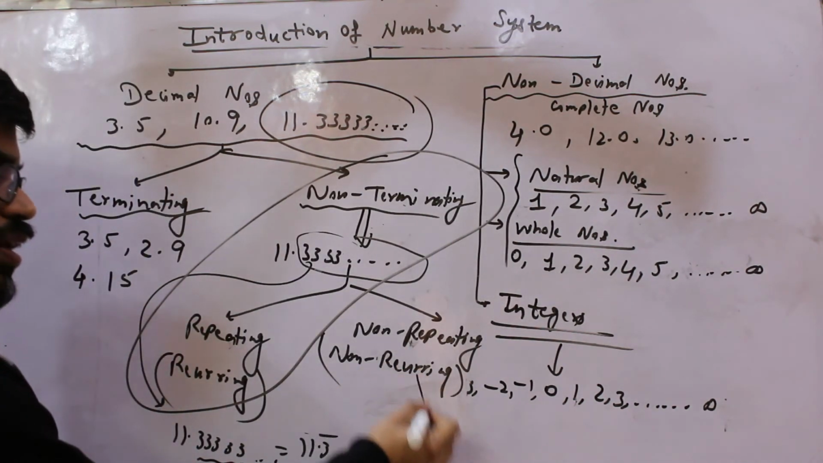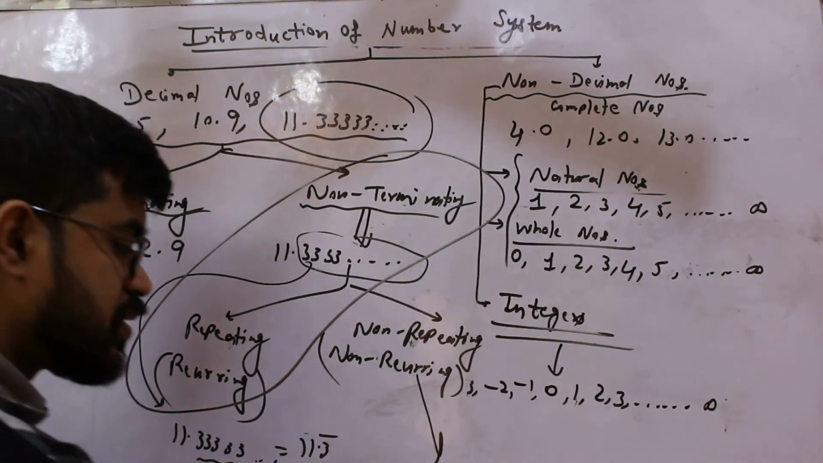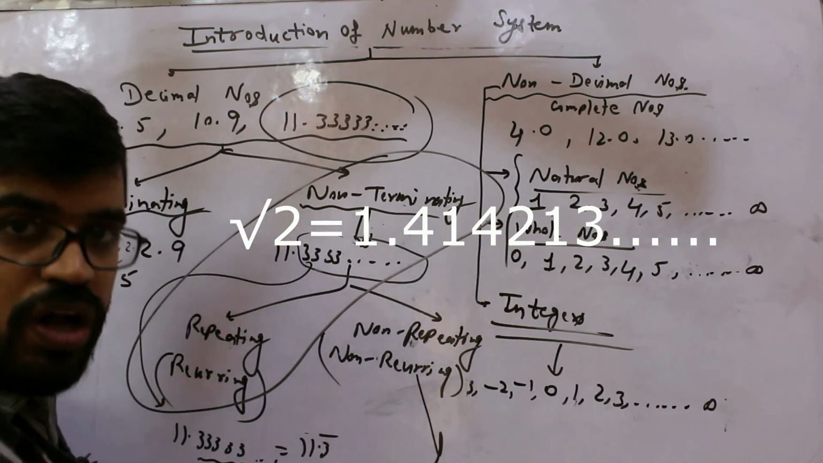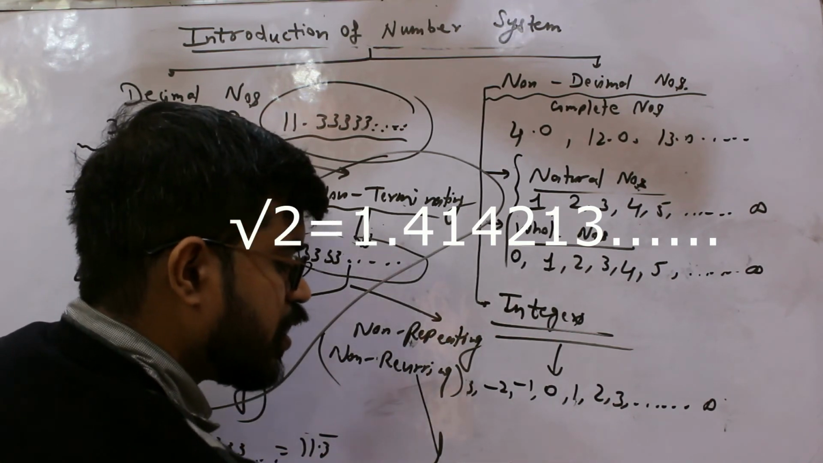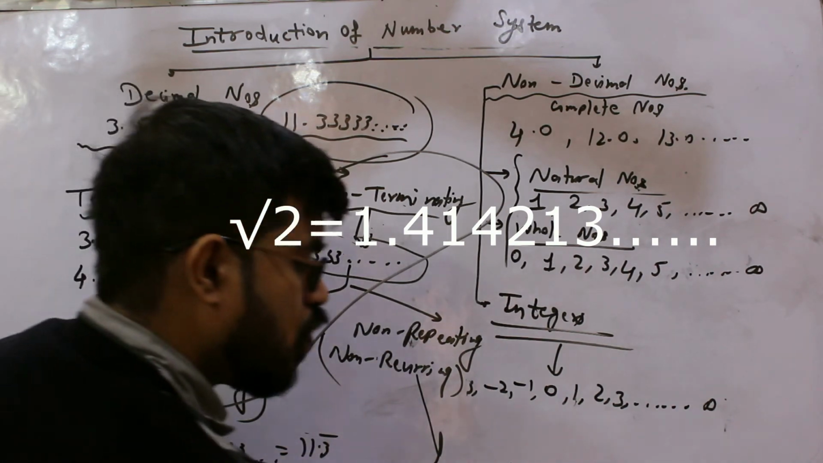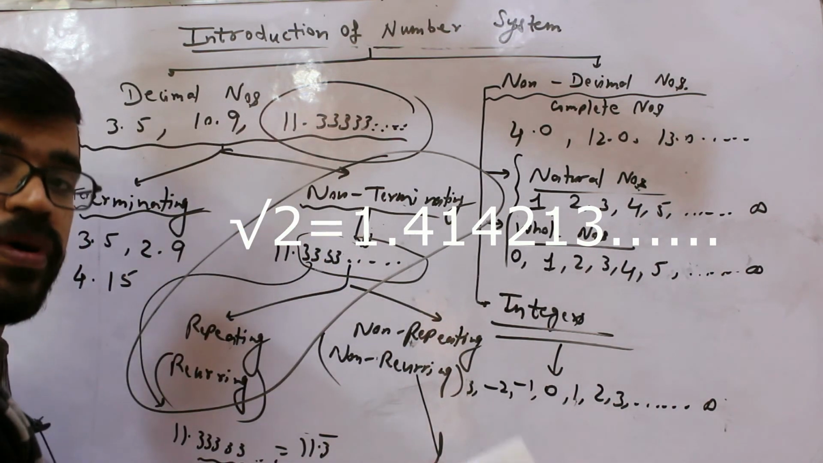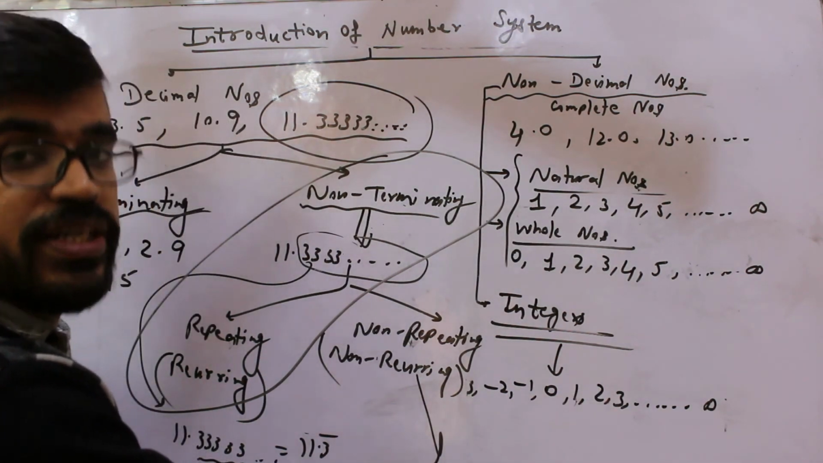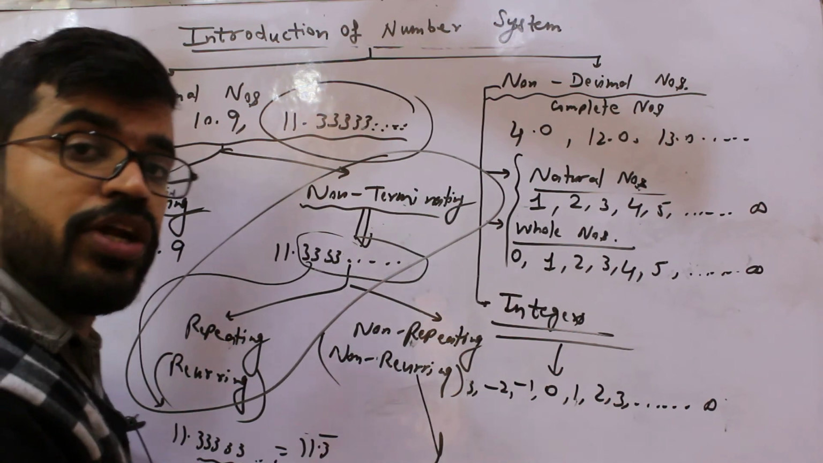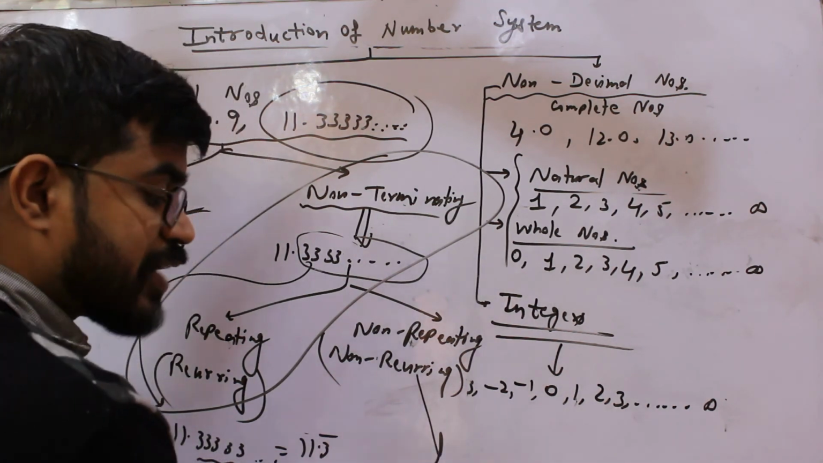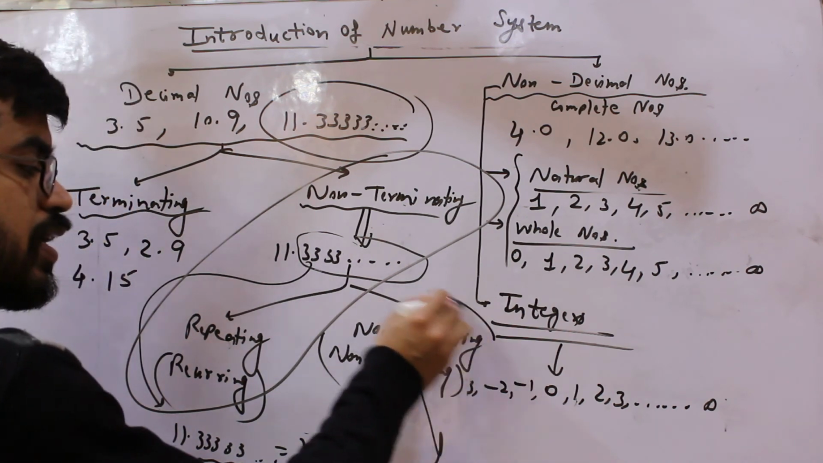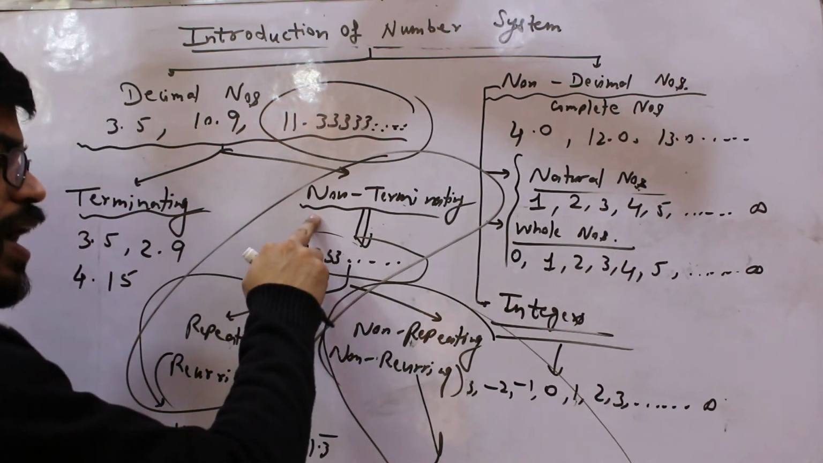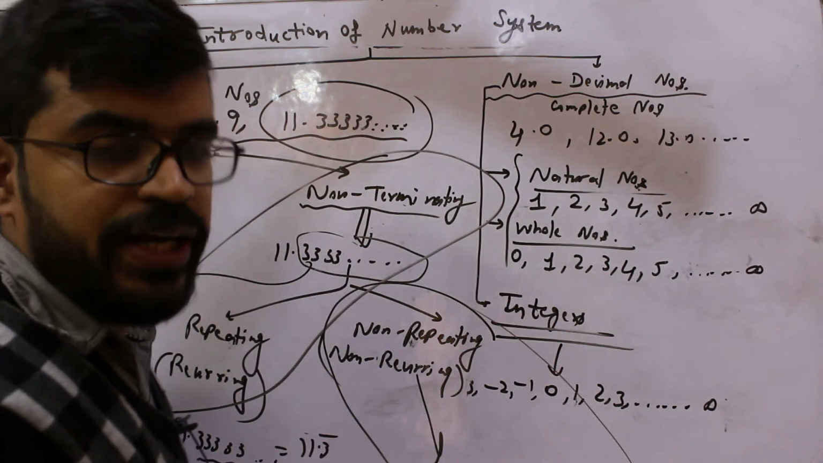But on the other hand, non-terminating and non-repeating numbers are like this. Say root 2. If you solve the number root 2, you will get 1.41423 and so on, and this number will not repeat. The digits after the decimal point will not repeat themselves. So you can see that there are either non-terminating and repeating decimal numbers, or non-terminating and non-repeating decimal numbers.